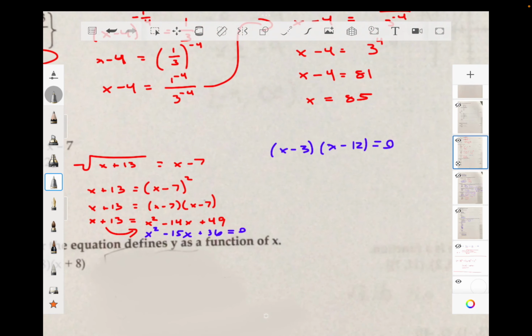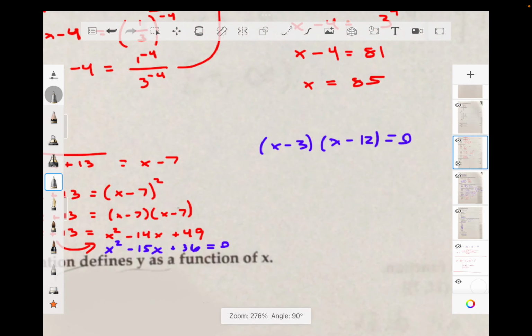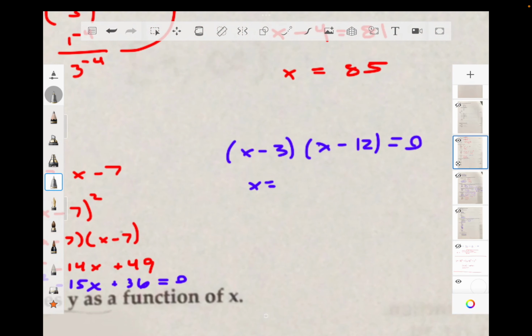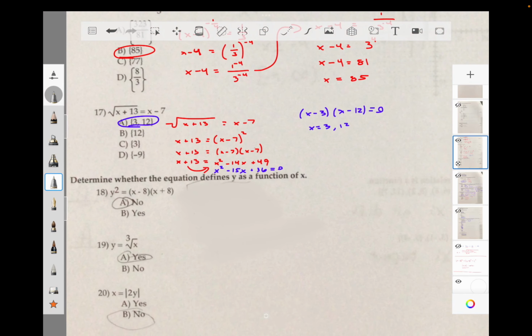Right? Negative 3 times negative 12 is positive 36. Negative 3 plus negative 12 is negative 15, so that works out. Therefore, x equals positive 3 and positive 12, which is that one.